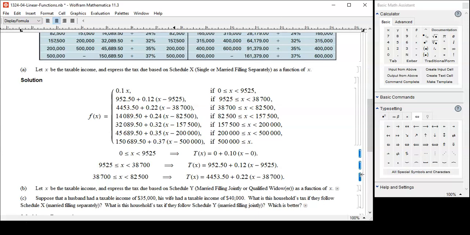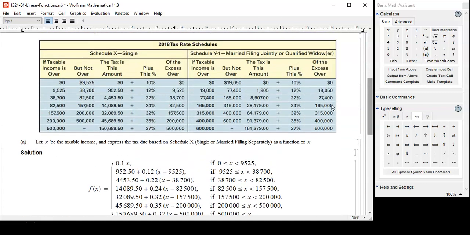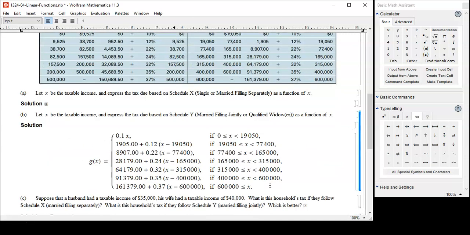And instead of T for tax, I'm using F. And as for these expressions, they're all the same. I'll just use this one. And if you do the same thing for this, you're going to get the answer for the second problem. So 10%, 12%, 22%, 24%, those tax rates are the same, but the intervals, the tax brackets, are different.